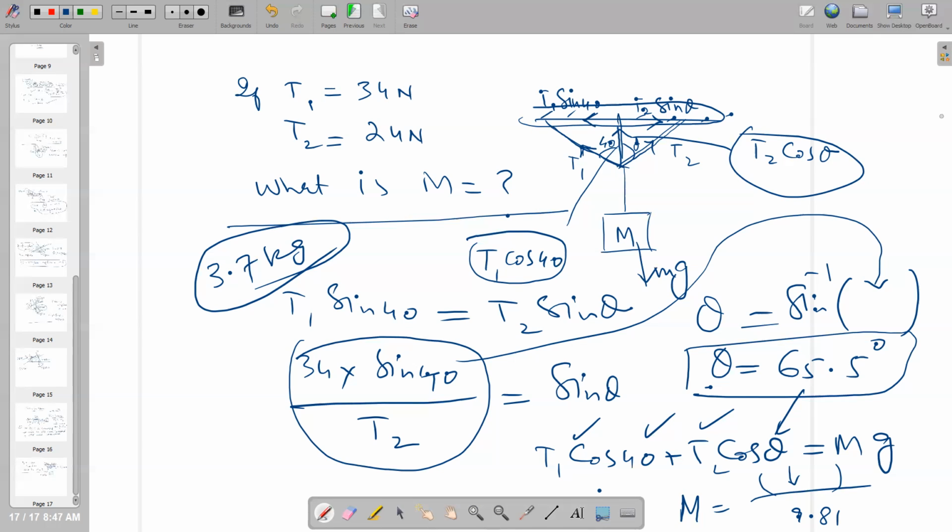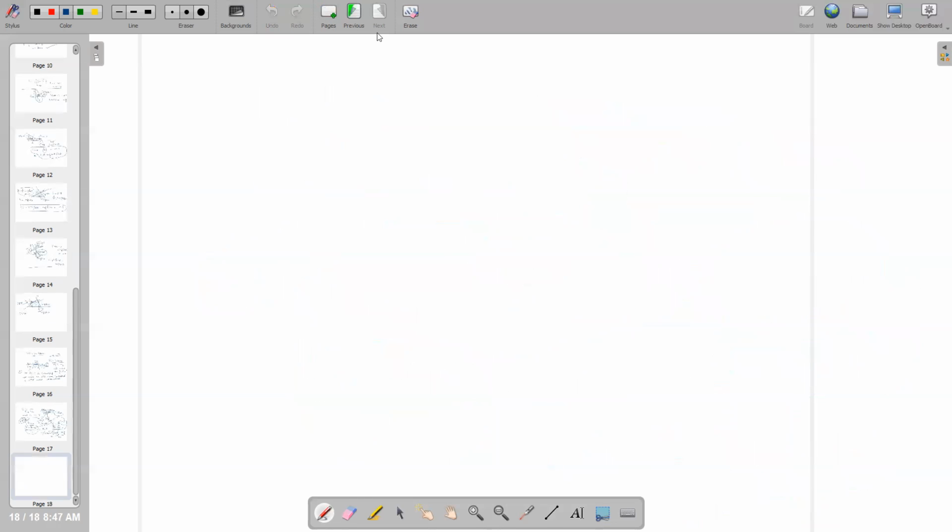Doctor, why is T1 sine 40 equal to T2 sine theta? Okay, see again. This is actually the situation. In this situation, this is T1 and this is T2. And this line makes an angle of 40 degrees. We don't know this angle, so I write theta.